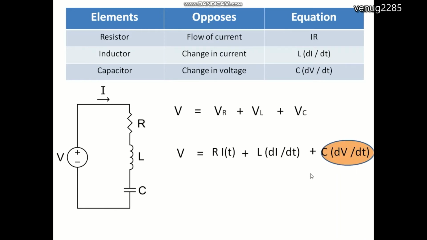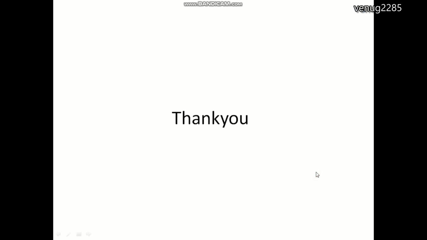Instead of C, we have to write 1 by C. It's a reciprocal of voltage and current. And instead of differentiation, we have to write the integration. And instead of dV, we have to write i dt. So 1 by C integration of i dt. Thank you.